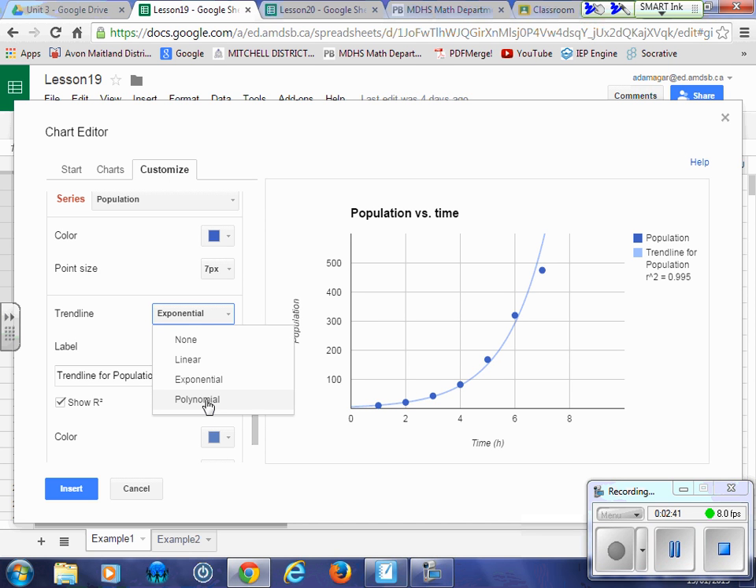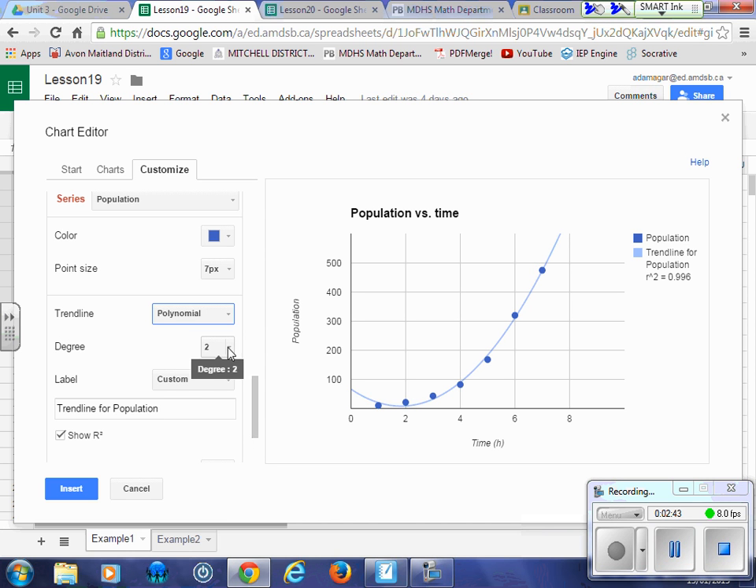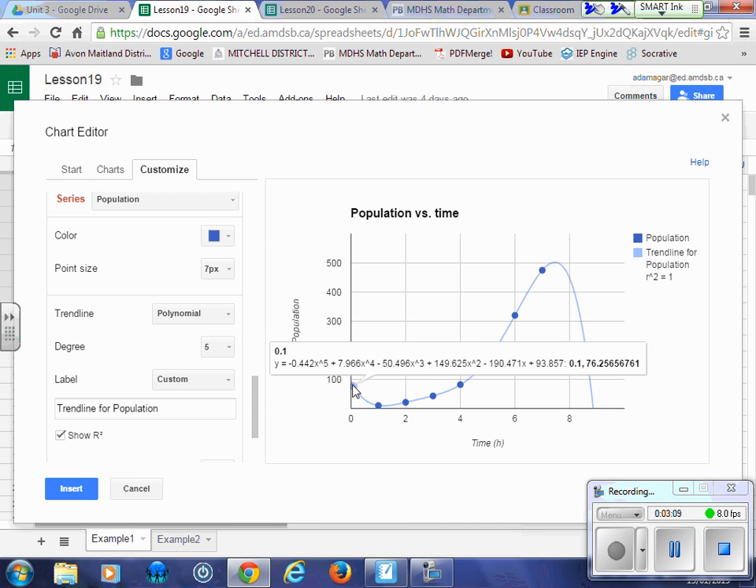You can pick polynomials, as mentioned before, and you can just change the degree in here. So 3, 4, 5. Now here's where you got to be a little bit careful with polynomials. Polynomials like to fit given points. So I now have an R value of 1. But my question is, it says the initial value was 100 and the population dropped. Okay, so this is where we got to use a little bit of common sense.